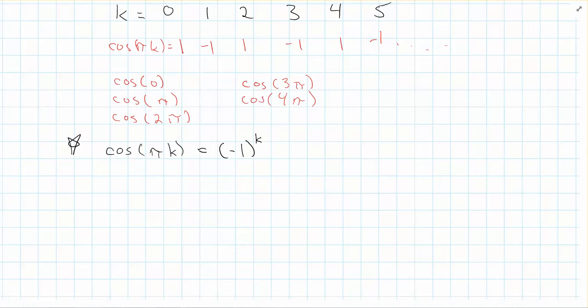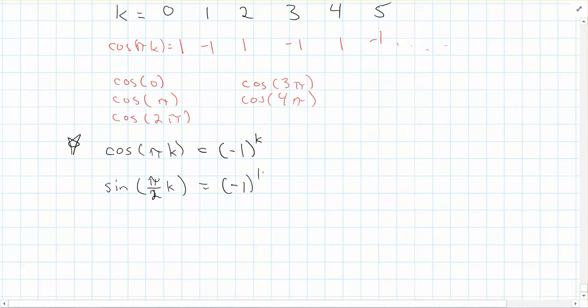You can do one with the sine function. It's not as commonly used, but if you have sine of pi over 2 times k, this is equal to -1 to the k for k equals 1, 2, 3, on and on. You can't start at 0, because if you start at 0, you get the sine of 0, which is 0, which technically you could, it's just the first term would be nothing then. So sine of pi over 2 k also gives you a -1 to the k, so it's also alternating.